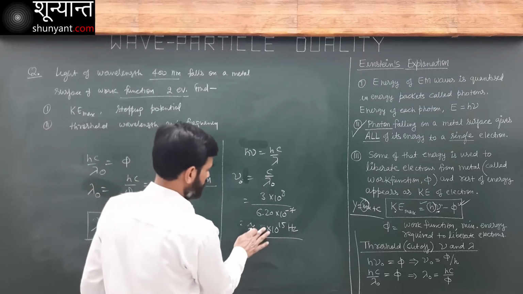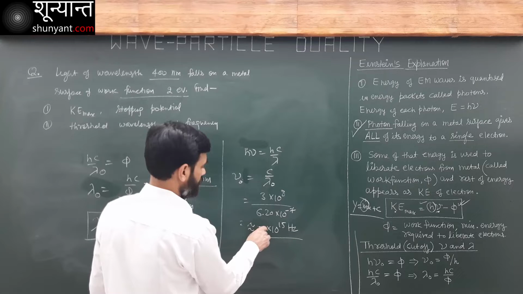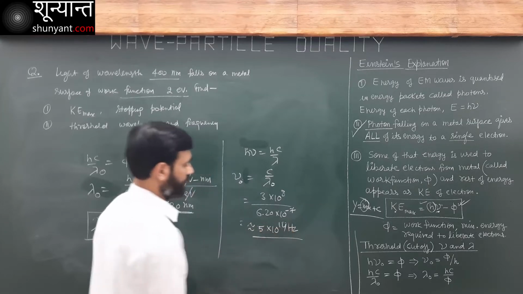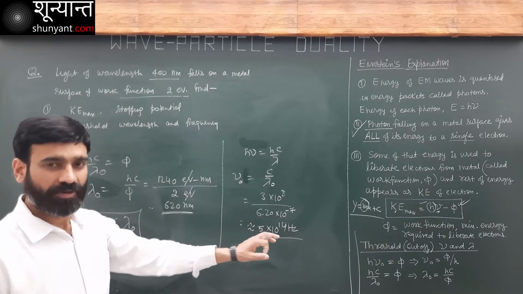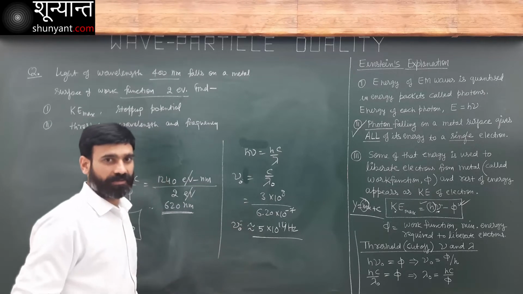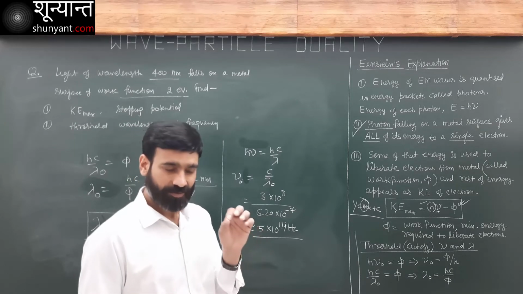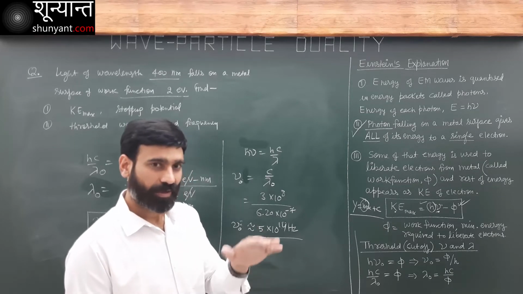0.5 into 10 power 15, so 5 into 10 power 14 hertz. This will be the threshold frequency. If the frequency is exactly this, the electron will just be liberated. It will come out with zero kinetic energy.